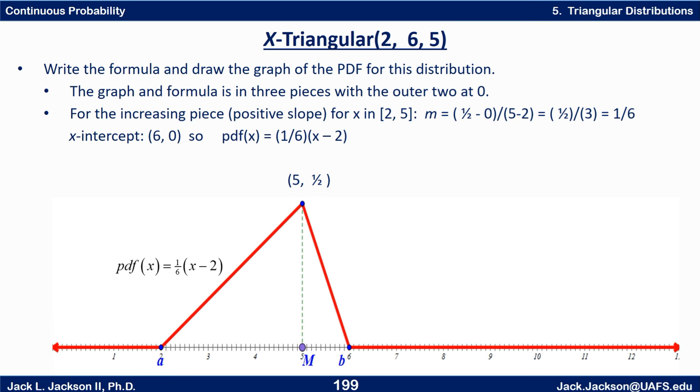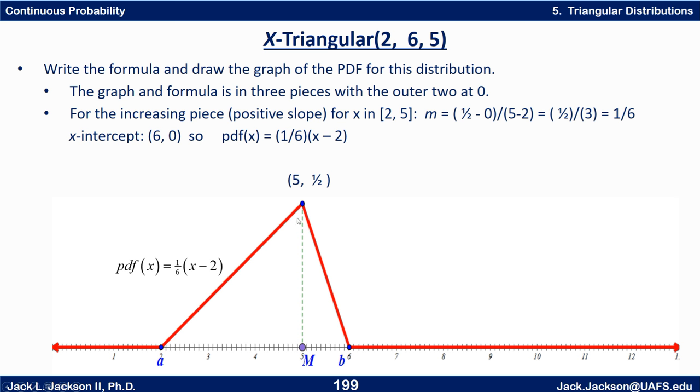Well, did you come up with 1/6 times (x minus 2)? X minus 2 being in parentheses. Well, we know it goes through 2, 0 on the x-intercept, so if we put the x minus 2 in parentheses and just put the slope out front, this will go through 2, 0 because 2 minus 2 is 0 times whatever the slope is, that's 0. Now we just need to find out the slope. Well, the slope is delta y over delta x, or vertical change over horizontal change.